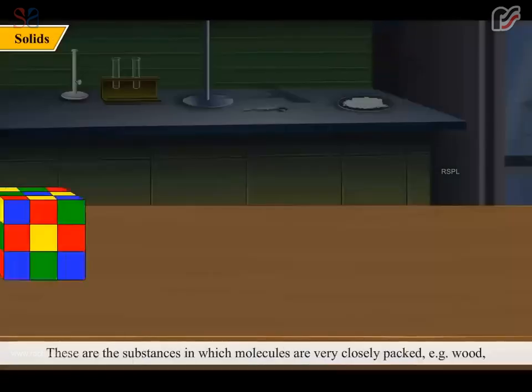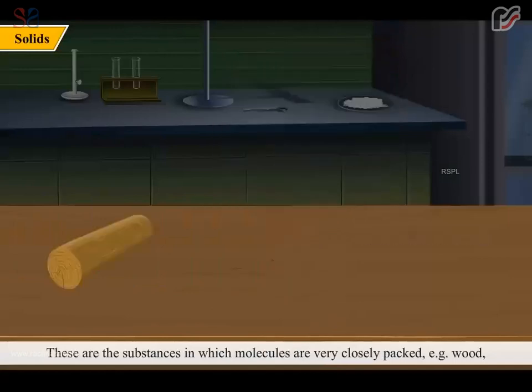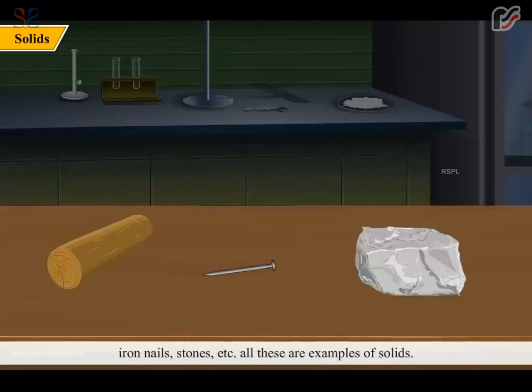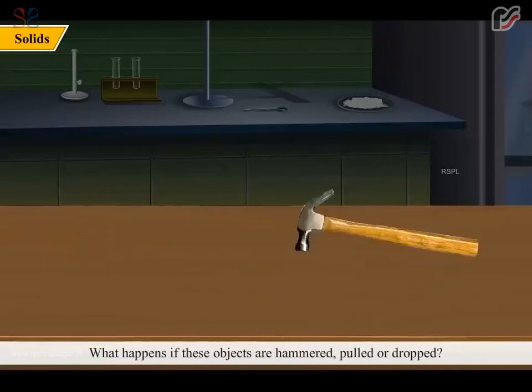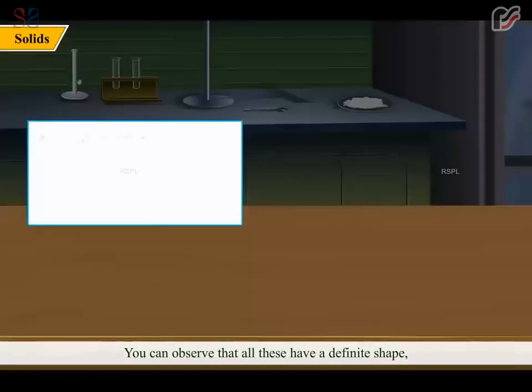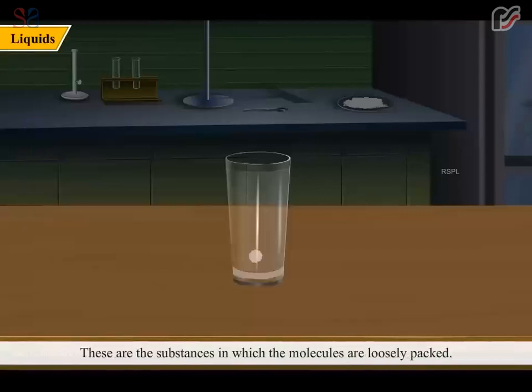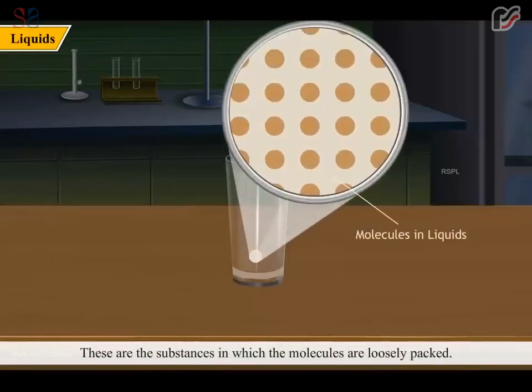These are the substances in which molecules are very closely packed. Example: wood, iron nails, stones, etc. All these are examples of solids. What happens if these objects are hammered, pulled or dropped? Can you compress them? You can observe that all these have a definite shape, distinct boundaries, fixed volumes and negligible compressibility.